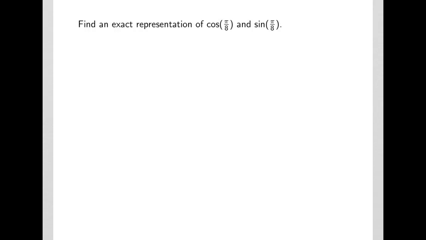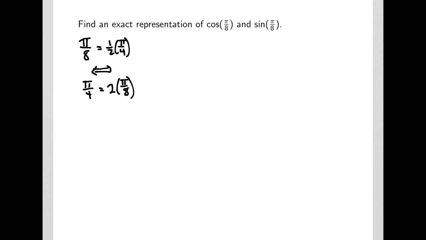The last question in this section of the review problems is to find an exact representation of the cosine of pi over 8 and the sine of pi over 8. To answer this question, we recognize that this is actually half of an angle we know. So pi over 8 in particular is exactly half of pi over 4, which can alternately be thought of as saying that pi over 4, an angle we know, happens to be the double angle of pi over 8.